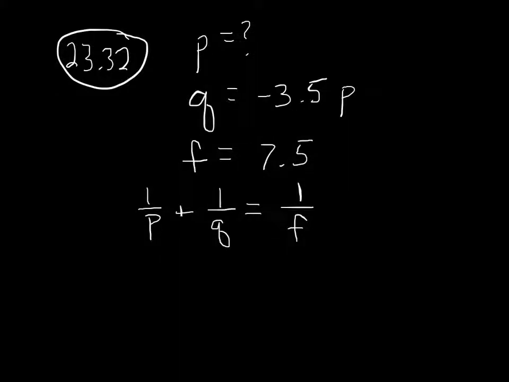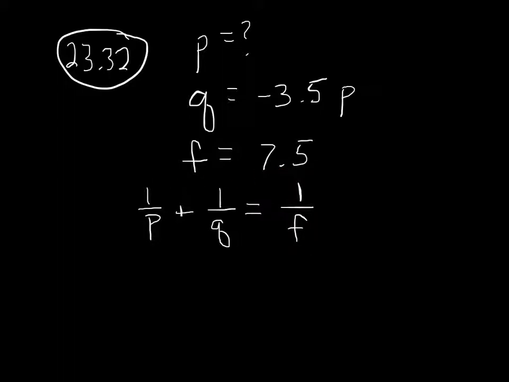So how did I solve problem number 32 in chapter 23? We are given a few things. We are given that Q is equal to negative 3.5p. We are given that F is equal to 7.5, and we are asked to find P. So we keep in mind this lens equation, 1 over P plus 1 over Q equals 1 over F.